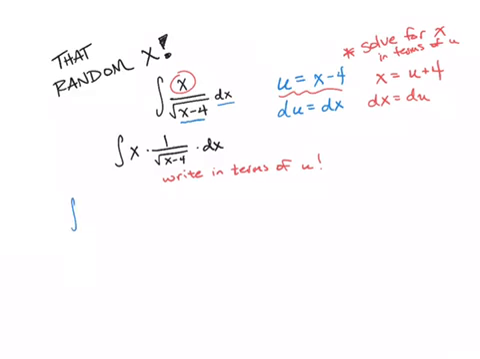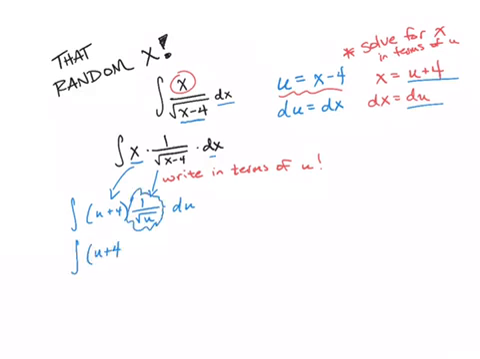All right, so what do we got here? We got the integral of x. Let's rewrite that in terms of u, and it was u plus 4. And then we got this guy in terms of u's, so that's like 1 over square root of u. And dx, we saw that dx was du. There we go. This still looks a little funky, so I can make it look better. Let's write it as u plus 4 times u to the negative 1/2.